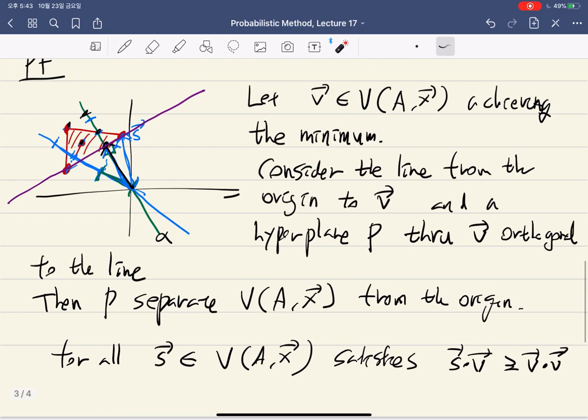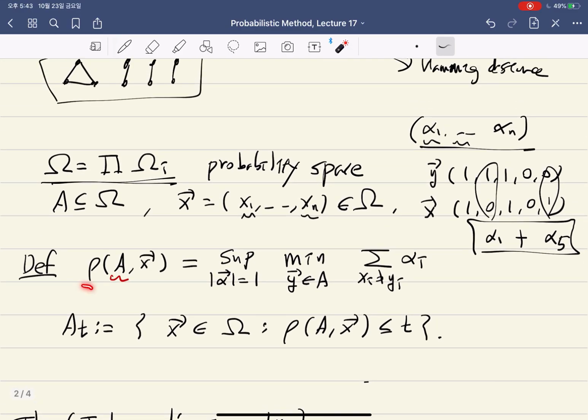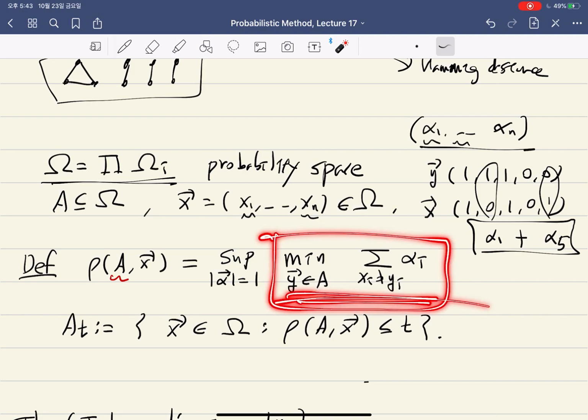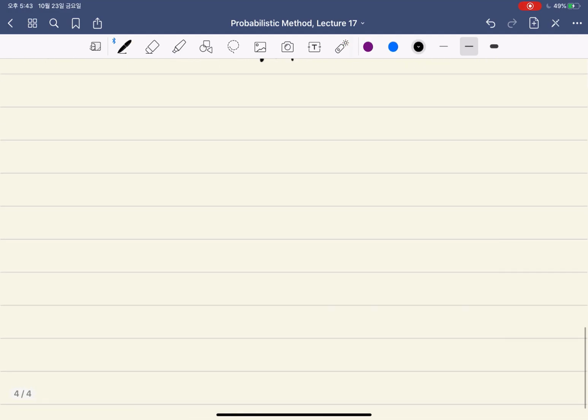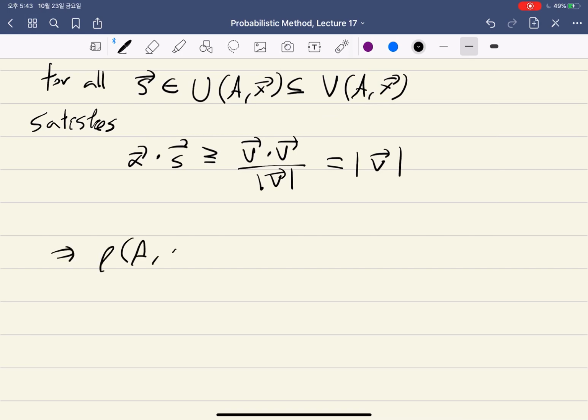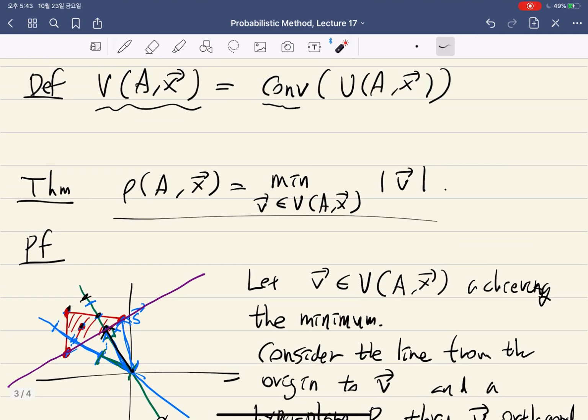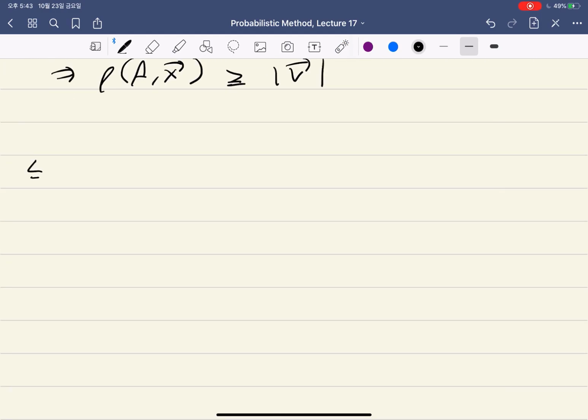So what was the definition of this law? Law was this. This is overall supremum of this choice of alpha, but we just calculate for one choice of alpha, and we calculate this, and its minimum is bigger than the size of V. So this provides one-side inequality that the law of AX is actually bigger than minimum, this V, say, which is this minimum. So we get this inequality. Now we want to show the other inequality.